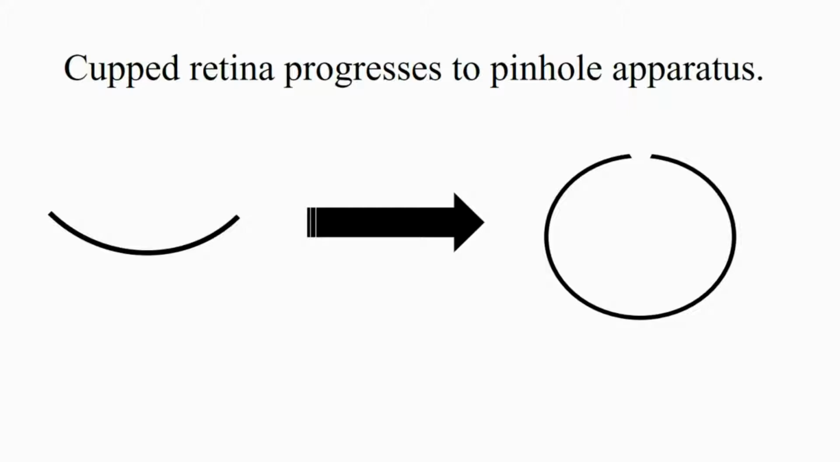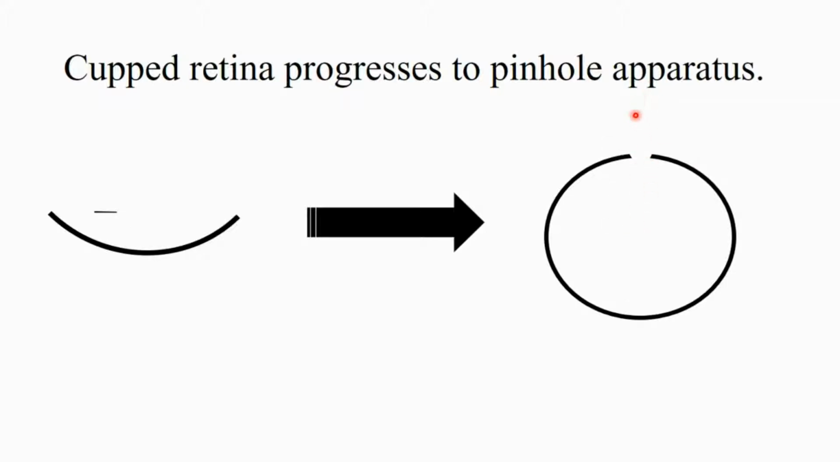From here, we move on to the cupped retina and its further folding. This is yet another cartooning I've done. As it continues to bend downwards, we see that it forms a pinpoint area here. This is known as a pinhole, and you can do this with your hands.